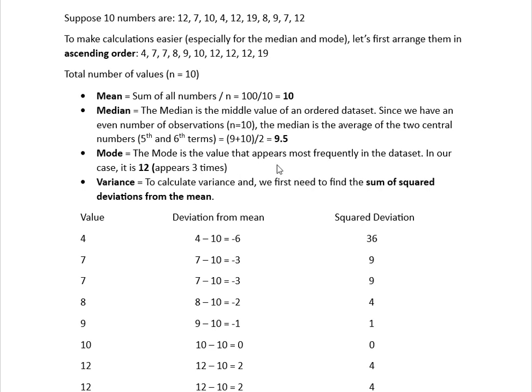Mode. The mode is the value that appears most frequently in the dataset. In our case it is 12. So 12 appears three times here. So mode is the value which appears most frequently in the dataset.